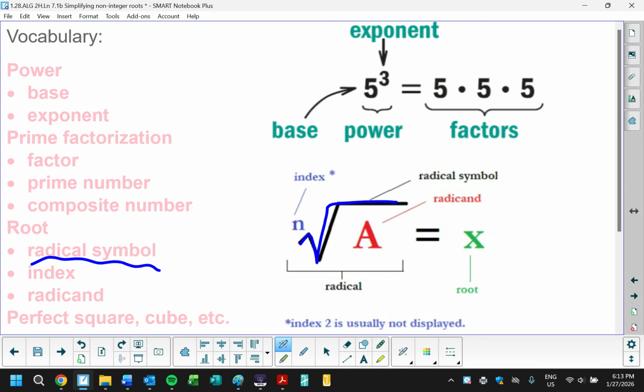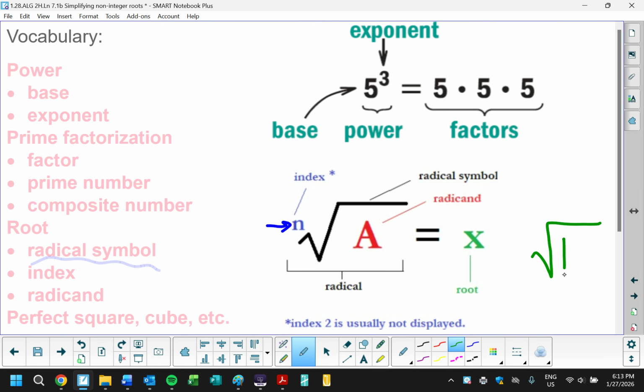The index is going to tell you how many times the factor is repeated. Oftentimes we're used to seeing something without an index. Remember, if there is no index, it does mean a 2. The root, of course, would be the answer. The square root of 100 would be 10. The radicand is the number inside. And then the prime factorization of a number.